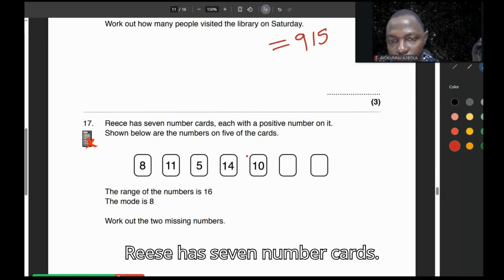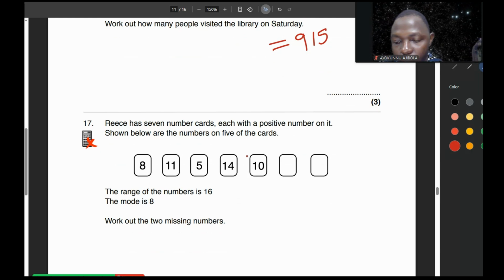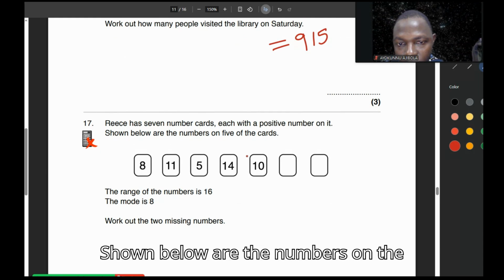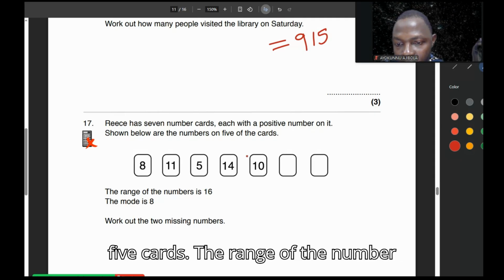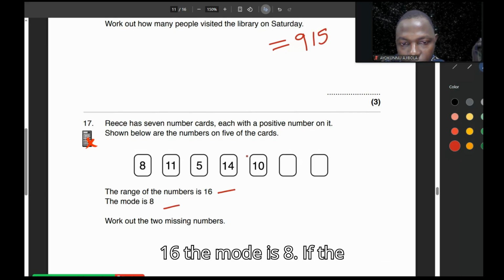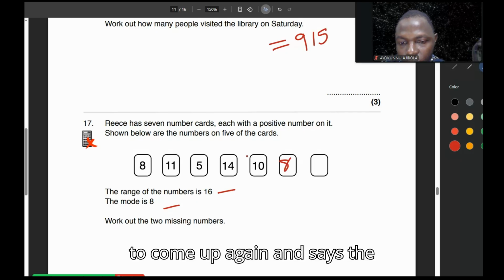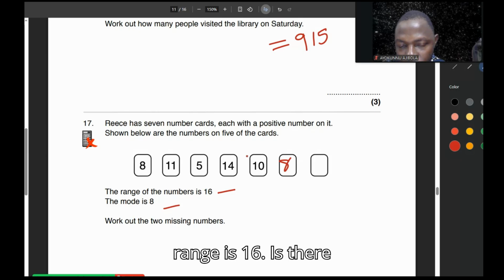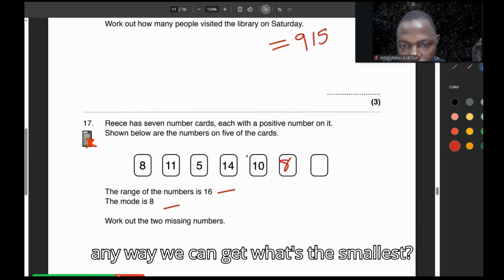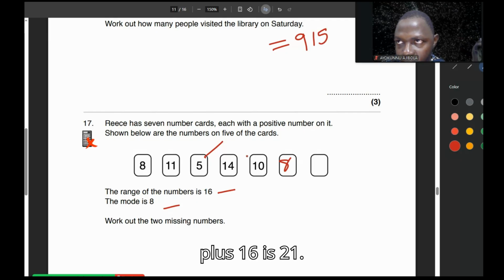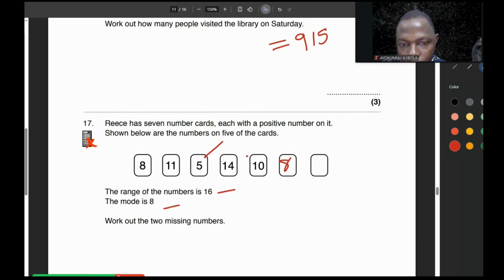Reese has 7 number cards, each with a positive number on it. Shown below are the numbers on the 5 cards. The range of the numbers is 16. The mode is 8. If the mode is 8, then 8 is prone to come up again. And it says the range is 16. Is there any way we can get the smallest? Smallest is 5. 5 plus 16 is 21.